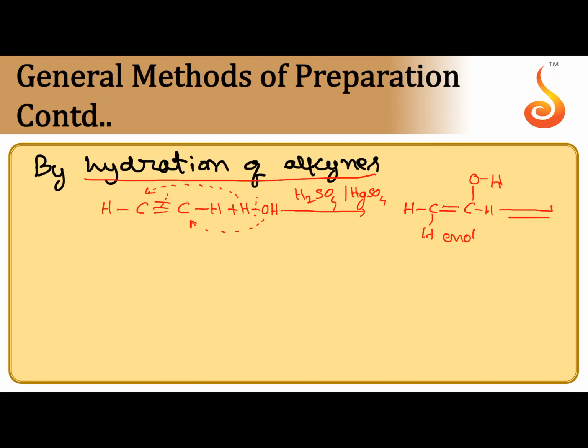Enol undergoes tautomerization. It is converted into its stable tautomer keto form. During that time, what happens? H from oxygen migrated to carbon. C=C double bond will become C=O double bond. So CH3CHO, acetaldehyde is the product. So this is one of the best methods for the preparation of aldehydes and ketones.